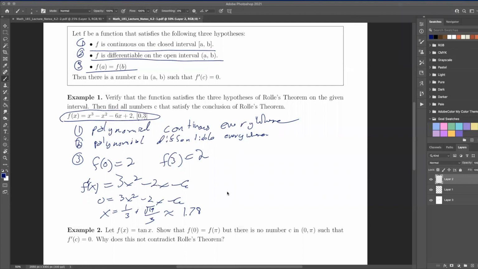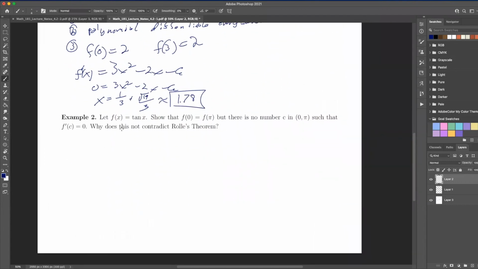Okay. And so this is the c which satisfies it. All right. Let f equal tangent of x. Show that f of 0 equals f of pi, but there is no number c between 0 and pi such that f prime of c is 0. Why does this not contradict Rolle's theorem?